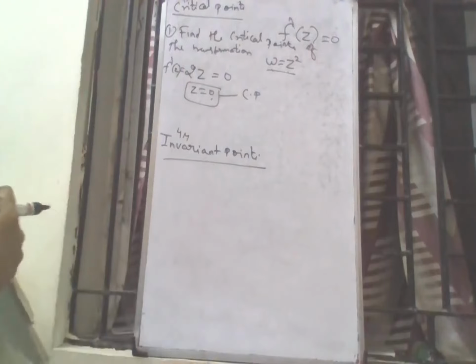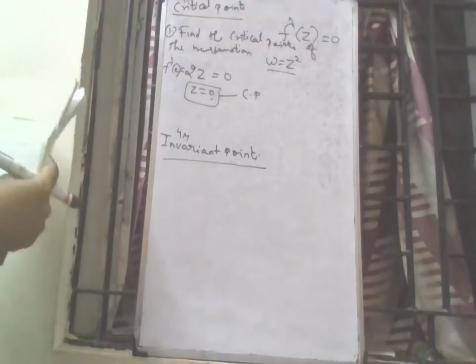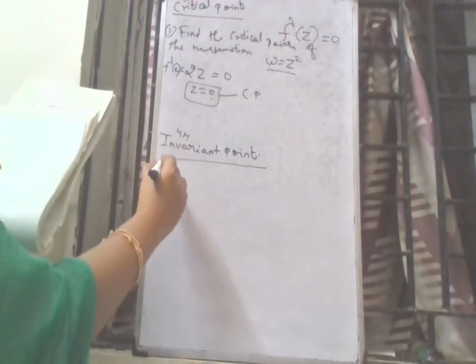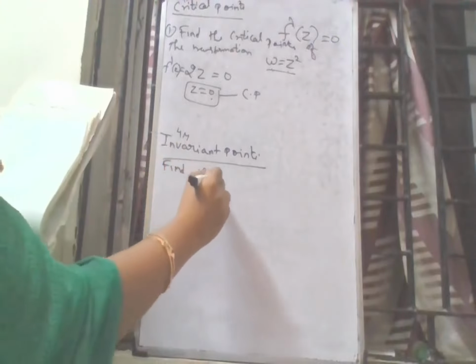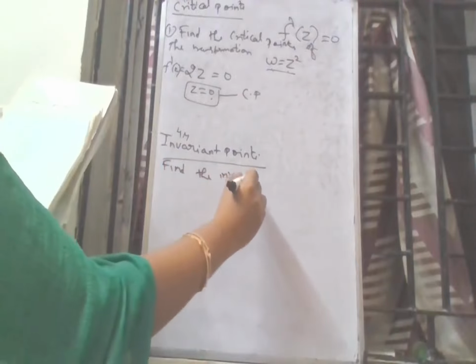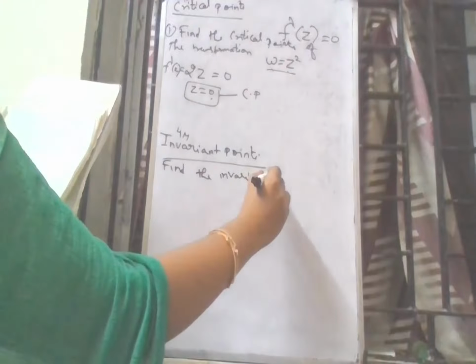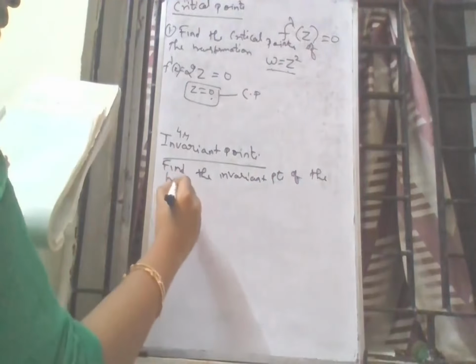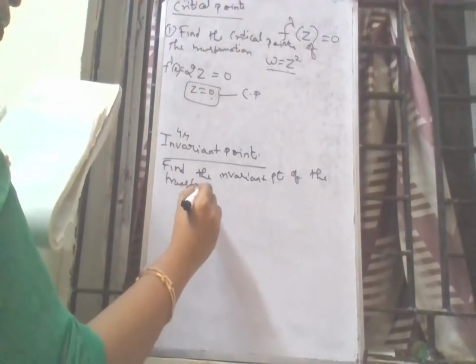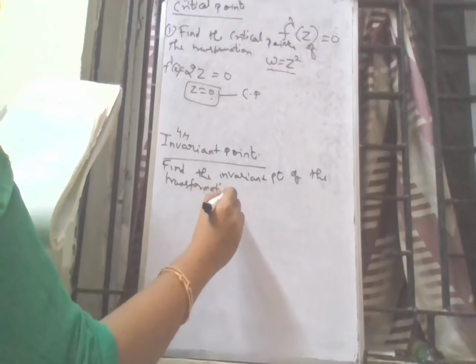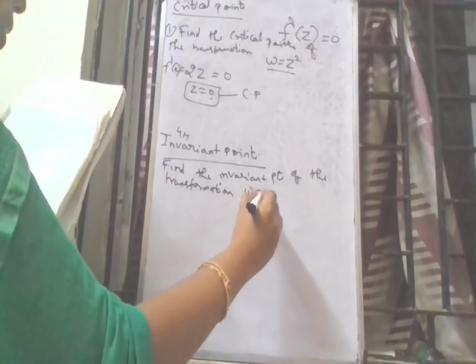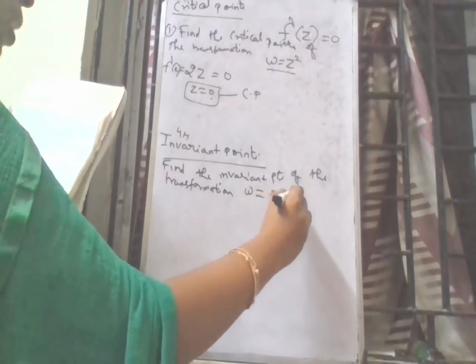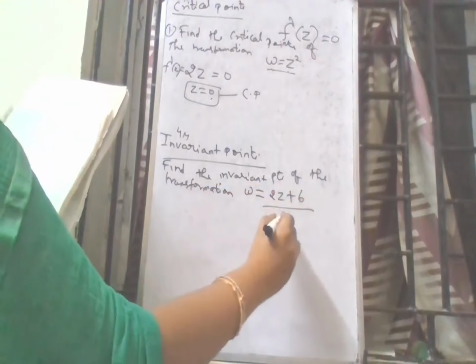Okay, invariant points, I have to select one problem. Okay, I'll choose this problem. Find the invariant points of the transformation. What transformation, you know? I mean the bilinear transformation only. w = (2z + 6)/(z + 7).